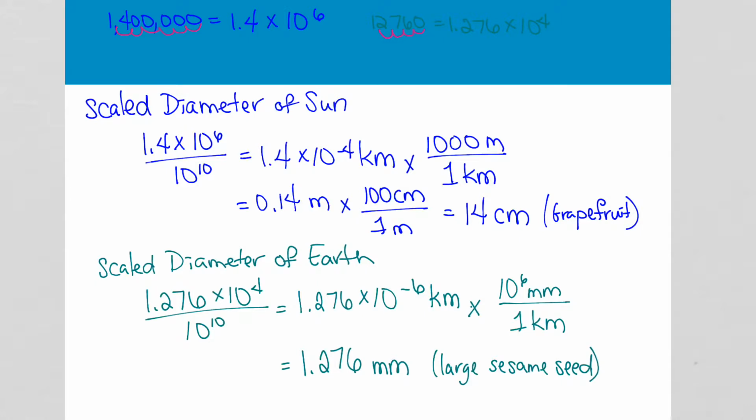So with our scale factor, here's what the distance and the sun and the Earth looks like. At the front of the bus is a grapefruit. And way back, a little bit behind the bus, is a sesame seed. And that's us.